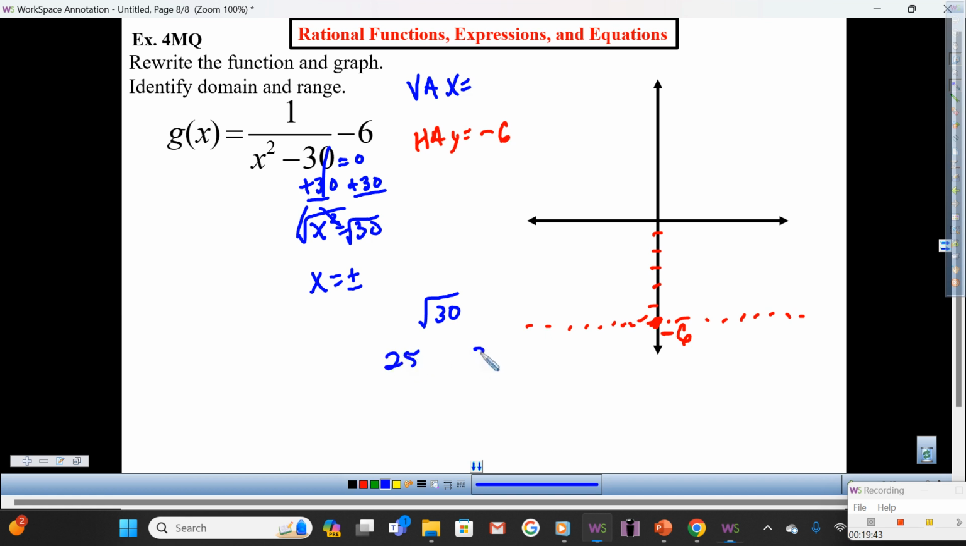25 and 36. Here goes the process one more time. If I take the square root of 25, it's 5. If I take the square root of 36, it's 6. So this number has to be between 5 and 6. Is that correct? That's why this is approximately 5 point something. Let's find out what that something is.